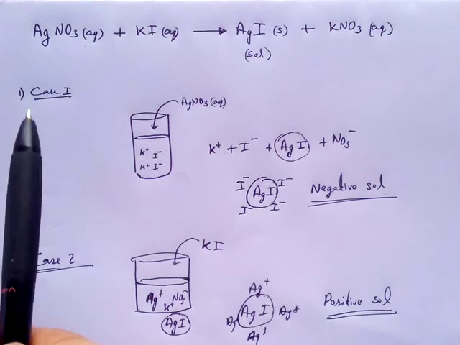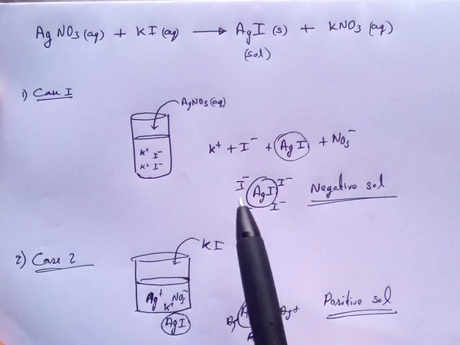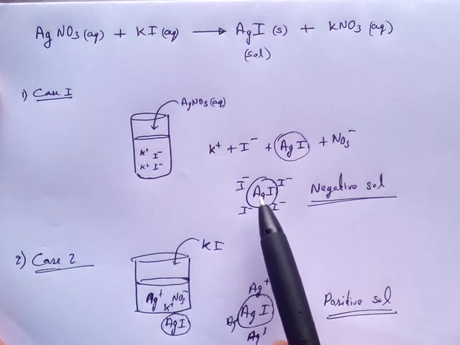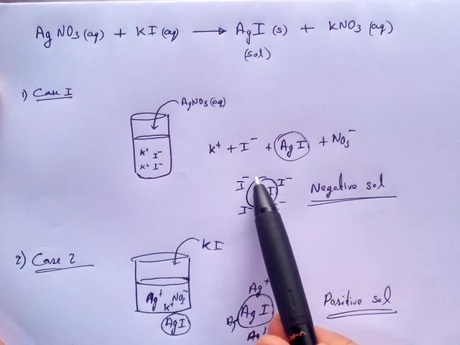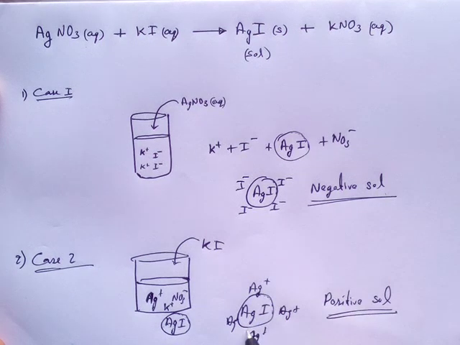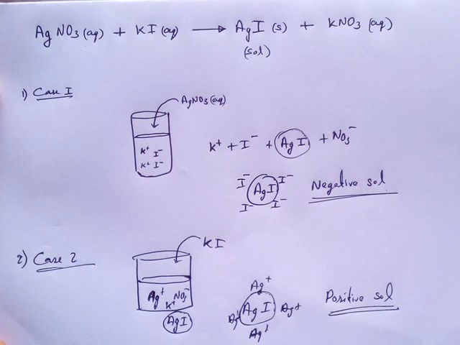So with the same reaction, we can prepare a negatively charged colloidal particle, where the colloidal particle AgI gets adsorbed with I minus, so it is negatively charged. Or AgI, the colloidal particle, gets adsorbed with Ag plus ions, so it gets positively charged. In this way, the colloidal particle gets charged.